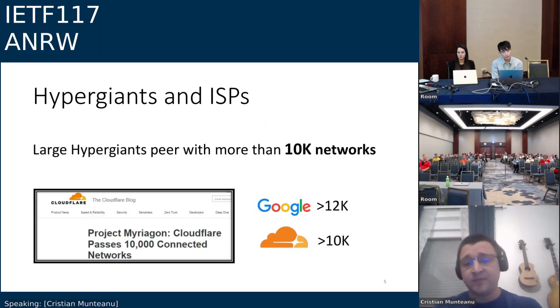Nowadays, large hypergiants appear in more than 10,000 different networks. For example, we see here that Cloudflare already reached 10,000 and Google has more than 12,000 networks. However, just connecting to the ISPs is not enough.